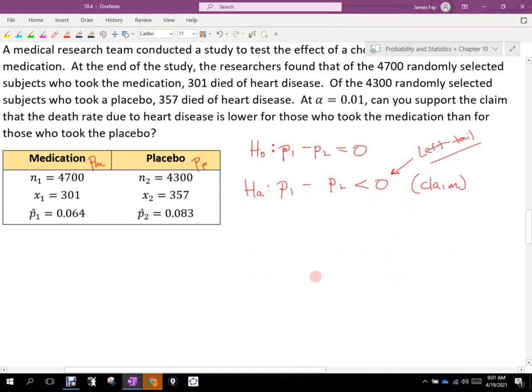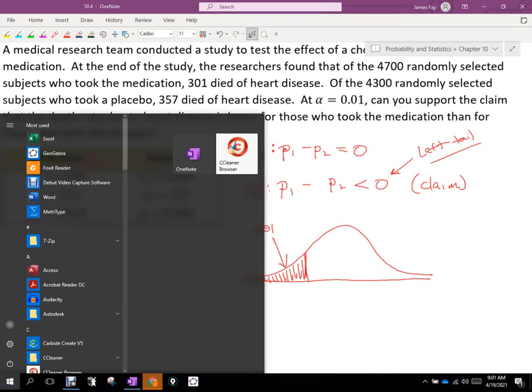So for the left-tailed test, we want 1%. It's a Z distribution. So let's find our critical value. That area, 0.01. So we're going to use Excel, and we are going to use the norm.inv.